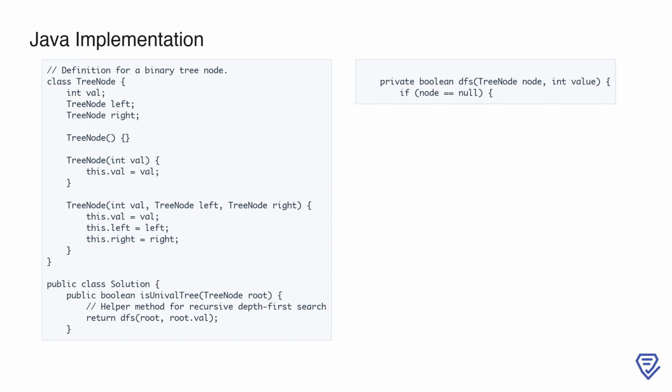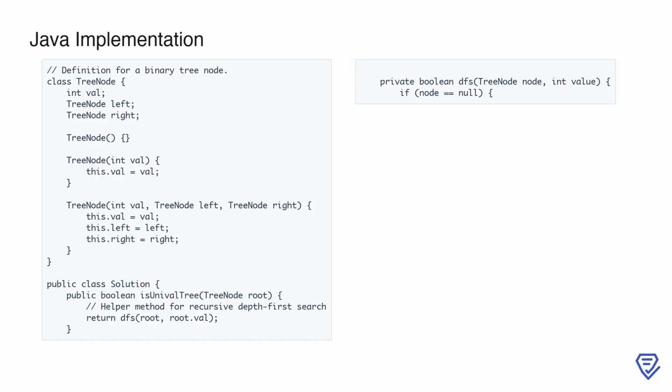Here, we begin by defining the structure of a binary tree node using a Java class called TreeNode. Each node has an integer value, as well as references to its left and right child nodes. The class includes 3 constructors, one with no parameters, another that initializes the node with a specific value, and a third that initializes the node with a value and its left and right child nodes.